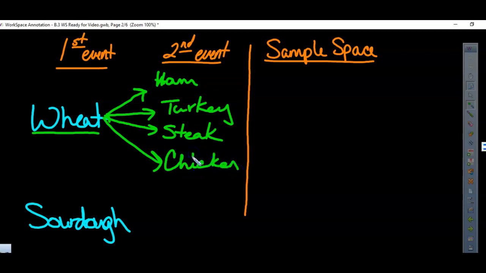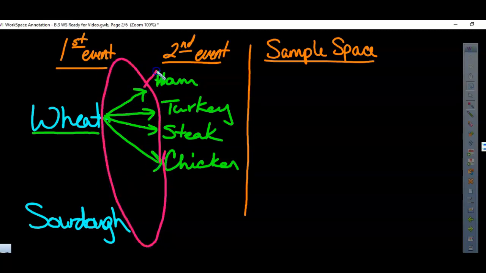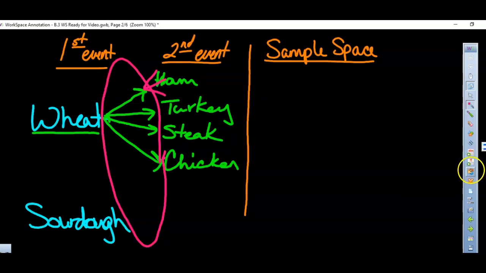Okay? And this is kind of why a tree diagram is called a tree diagram. After you've gotten 2 or more events here, you start to get a branching out effect going on. Okay? And those branches represent a tree. So hence tree diagram. All right, let's go ahead and finish this tree diagram here.